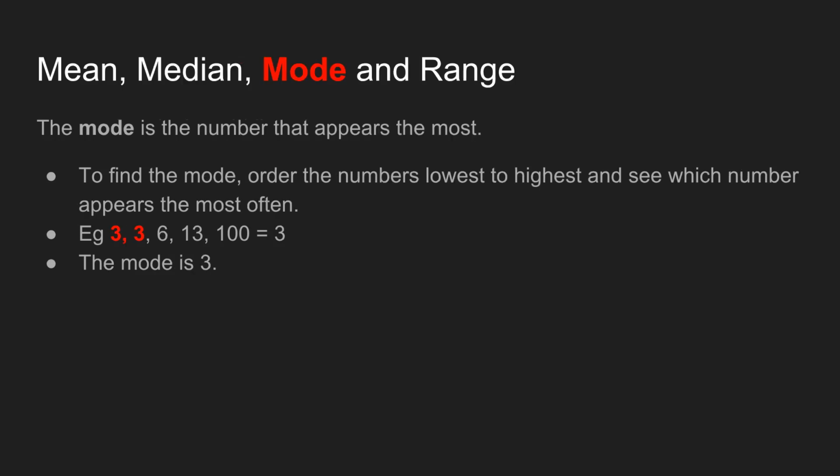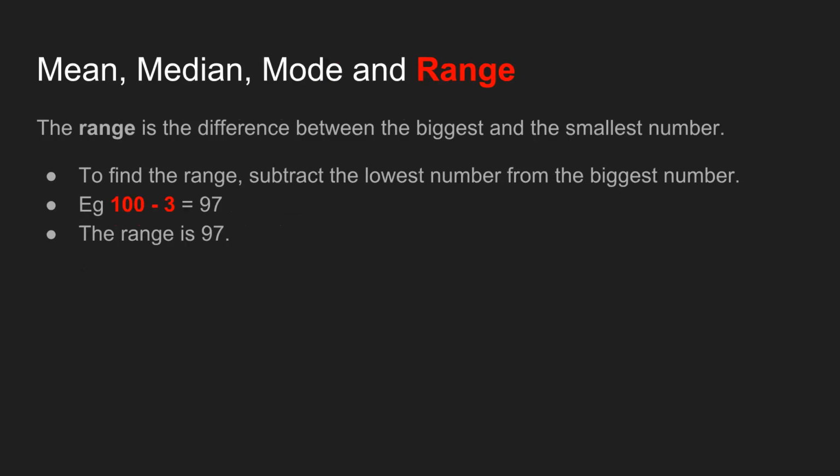And of course, the mode. The mode is really which appears the most often. So in this data set example, we have 3, 3, 6, 13, 100. There are two 3s, so 3 is the mode. That's a big difference from the median. So again, as we look at our output, it's good to make sure we state with detail what we're using and what we see. Another one, of course, is the range.